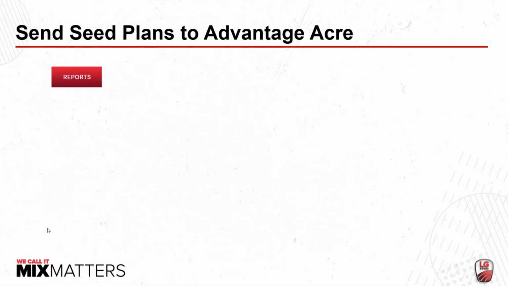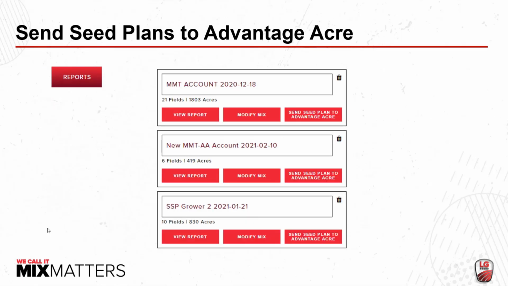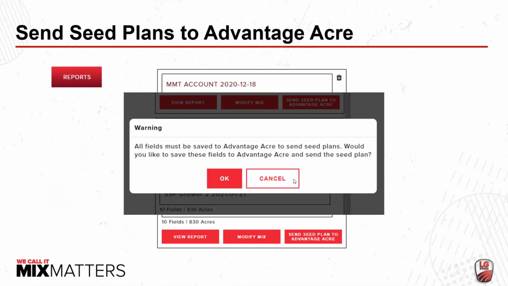We go to the Reports section in the Mixed Matters tool and pull up the report that we want to send. So here's the account I want to deal with, 6 fields, 419 acres, and I want to send the seed plans to Advantage Acre. I tap on this button, and in this case, I'm getting a warning. I shouldn't always see this, but why did I? Well, that's because I have apparently not saved all the fields, or at least one of the fields, to Advantage Acre before I went to this step. So it lets me know that and asks me if I want to go ahead and send the seed plans, but first send the fields. And in this case, I'm going to say yes.